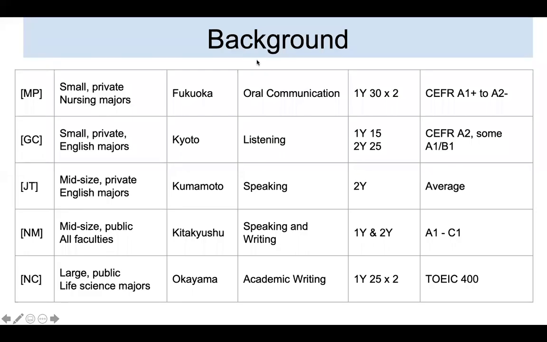A hybrid approach to supporting those students.